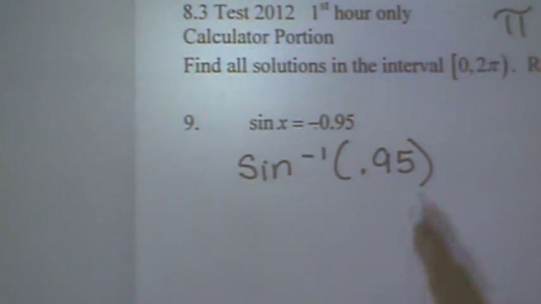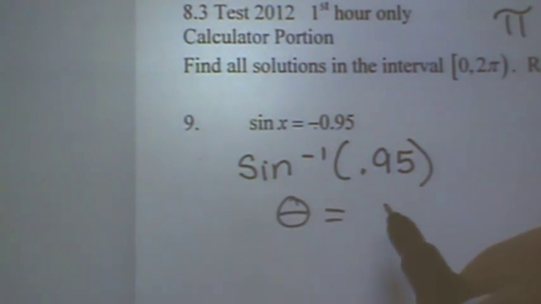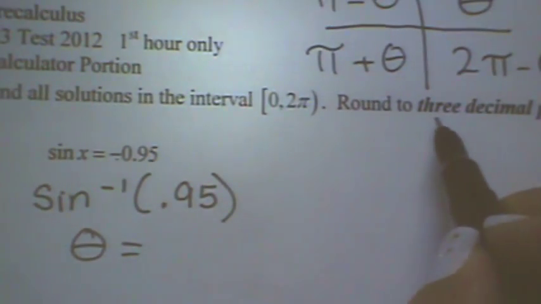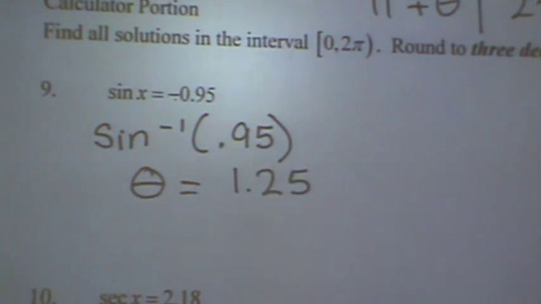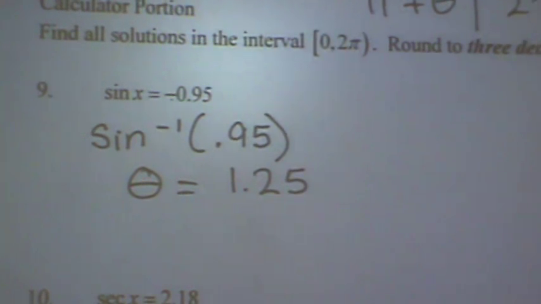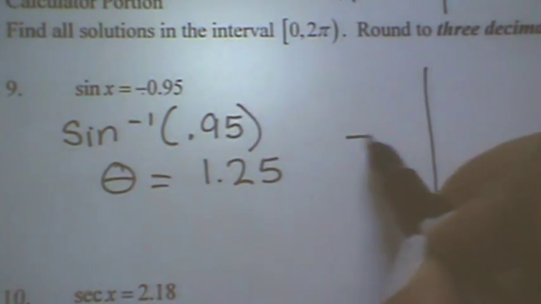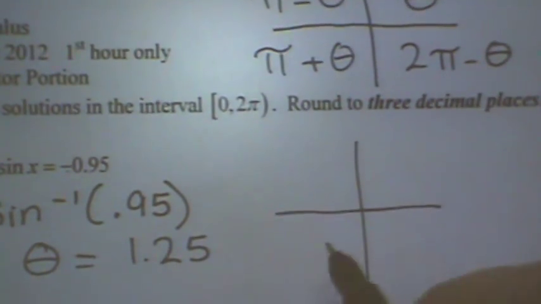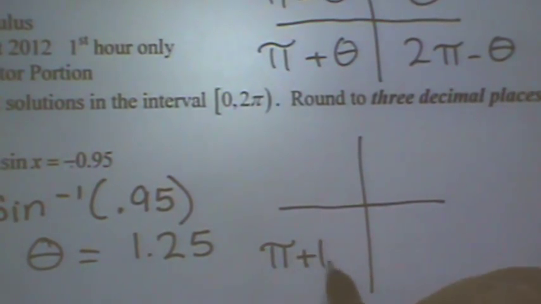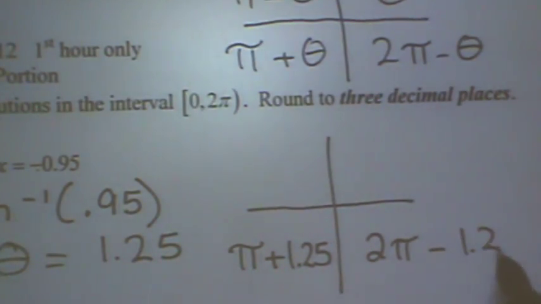1.25? Okay, so depending on how you round, I'm going to have you round to 2 places. It says 3 here, but I'm going to make it easy. So, can you get that? I'm going to give you a point for that. Now, in what 2 quadrants do you want to be in? Where is the sine negative? 3 and 4. So it's going to be pi plus 1.25 and 2 pi minus 1.25.